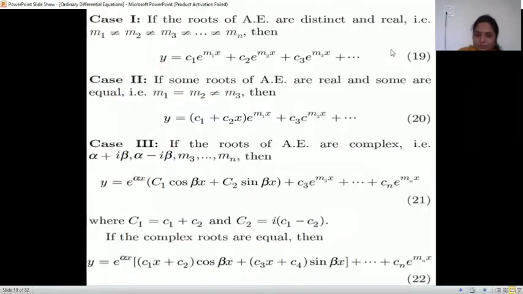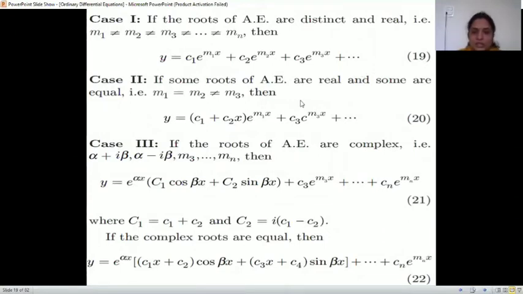Very good. So first case, if the roots are real and distinct, that is these all are not equal to each other, right? So how to write the solution is c1 e raised to m1x plus c2 e raised to m2x plus c3 e raised to m3x plus so on, right?